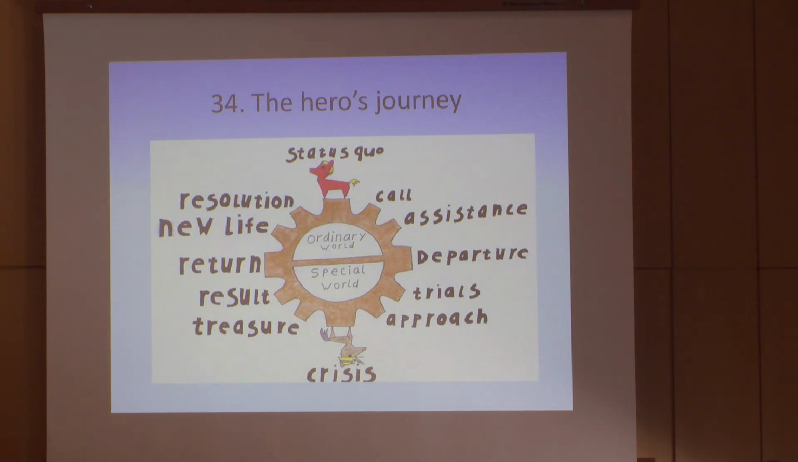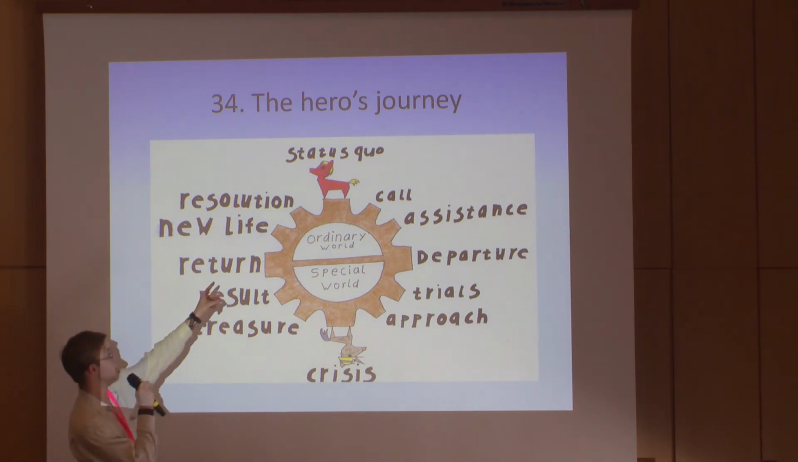So the hero's journey. The hero's journey is like a template which you can use to write your story. These are all things that can happen to your main character. So if you follow this formula, you will get a pretty nice story. Maybe a bit standard, but as I said, originality isn't everything.